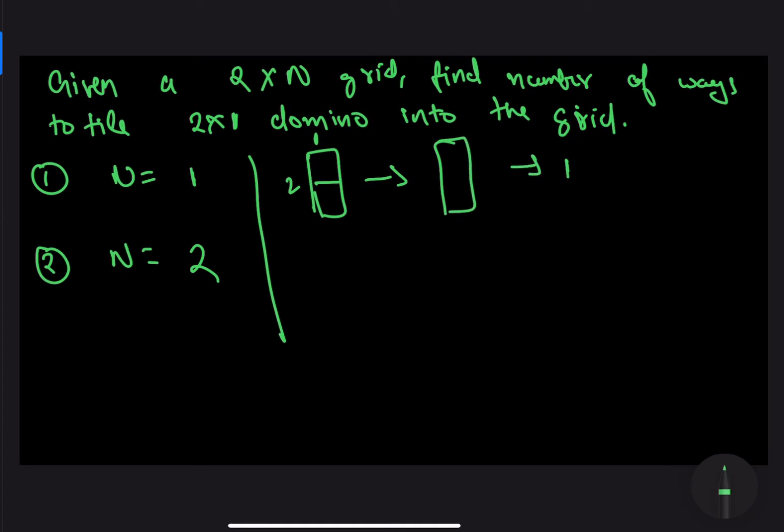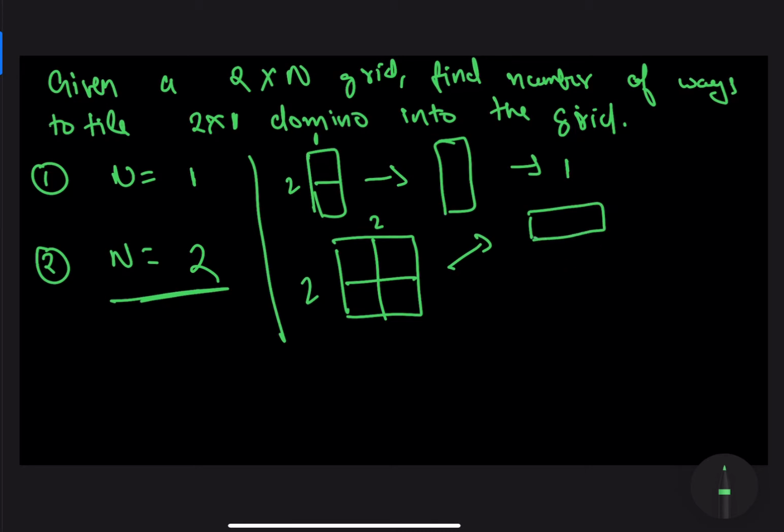Another test case, where n is equal to 2. In this case we need to tile a 2 cross 2 grid. There are two different ways to tile this grid. One way is to lay down two dominoes in horizontal fashion. Another way is to lay down two dominoes in vertical fashion. So the answer for this test case is equal to 2. Now let's see how we can generalize this answer for any value n.